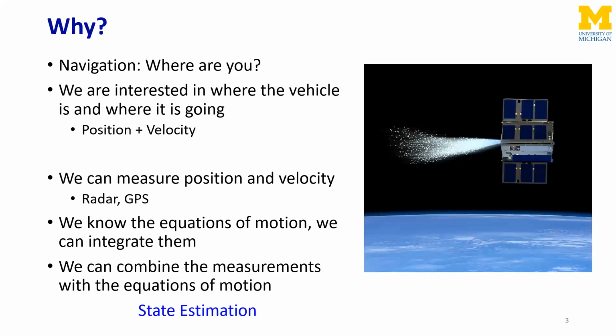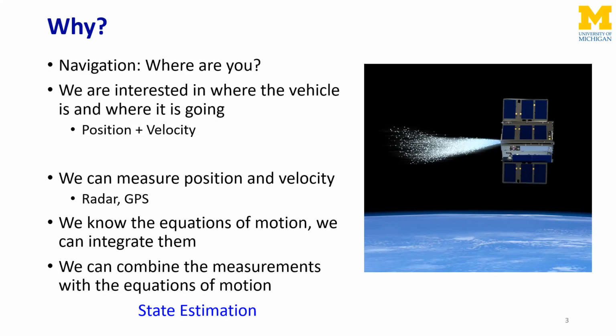So why are we interested in this topic? Because that's the title of the course. Navigation, as you might have seen in the first few lectures from Professor Bernstein, means determining where you are. So we are interested in finding where our vehicle, be it a spacecraft or an aeroplane, is, and where it is going. These two things are captured by the position and velocity. So we would like to know what the position and the velocity of the spacecraft or the aircraft are.